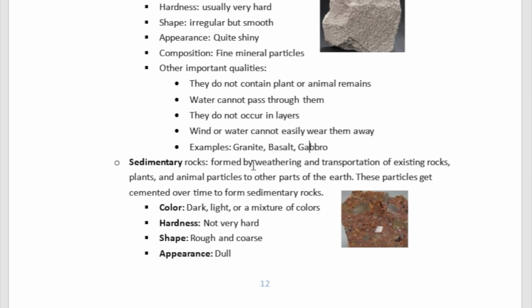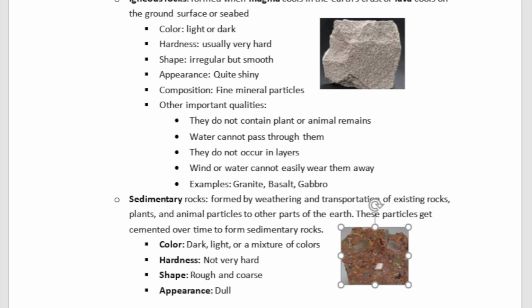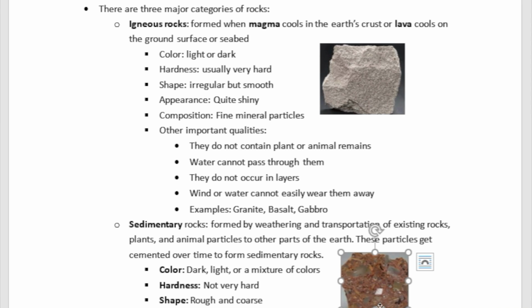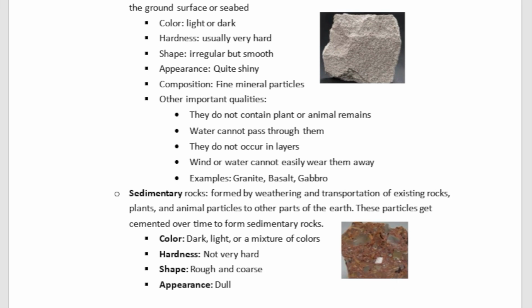Okay, so sedimentary rocks, those are going to be formed by weathering and transportation of existing rocks, plants, and animal particles to other parts of the earth. These particles get cemented over time to form sedimentary rocks. So look at this kind of rock. Can you tell that this one is going to be a little bit different from this one over here? I bet you can tell. So you can tell that this one is going to be a mixture of different kinds of plants, animal particles, even potentially maybe other rock particles that the wind carries over time. And then it gets compounded and pressured together to form a sedimentary rock.